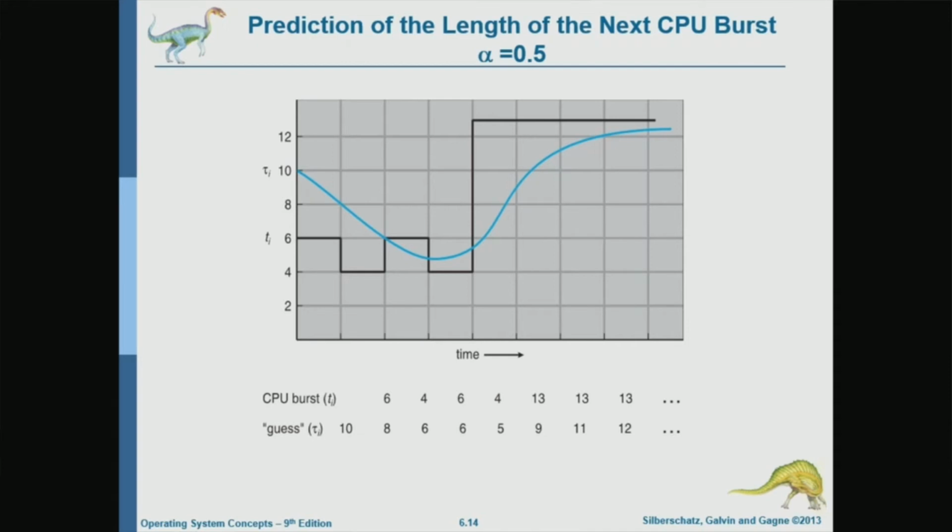Then the process gets its first CPU burst, and it turns out that the length of that burst is 6. So now the system has the last estimate, which is 10, and the latest length, which is 6. It will calculate a weighted sum. A weighted sum with an alpha of a half is an average. So the average of the two is going to be 8. Now our most recent estimate is 8.